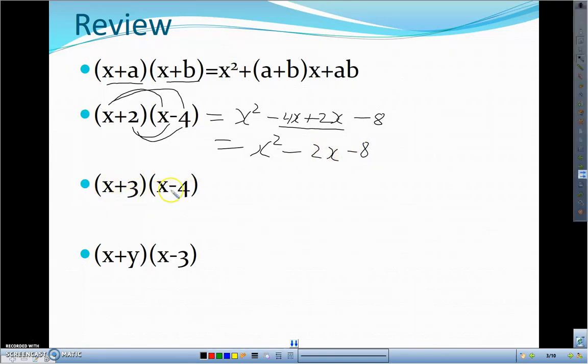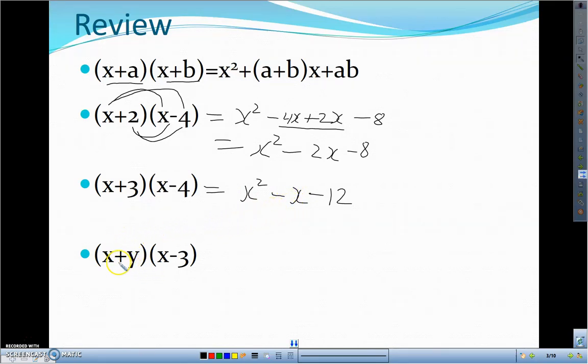With this next one, I'm going to use a shortcut. It is equal to, well, the first one would be x squared. 3 plus minus 4 is minus 1x. 3 times minus 4, that's ab, minus 12. We don't have to write the 1 because anytime that we have 1 times x, it's just x.